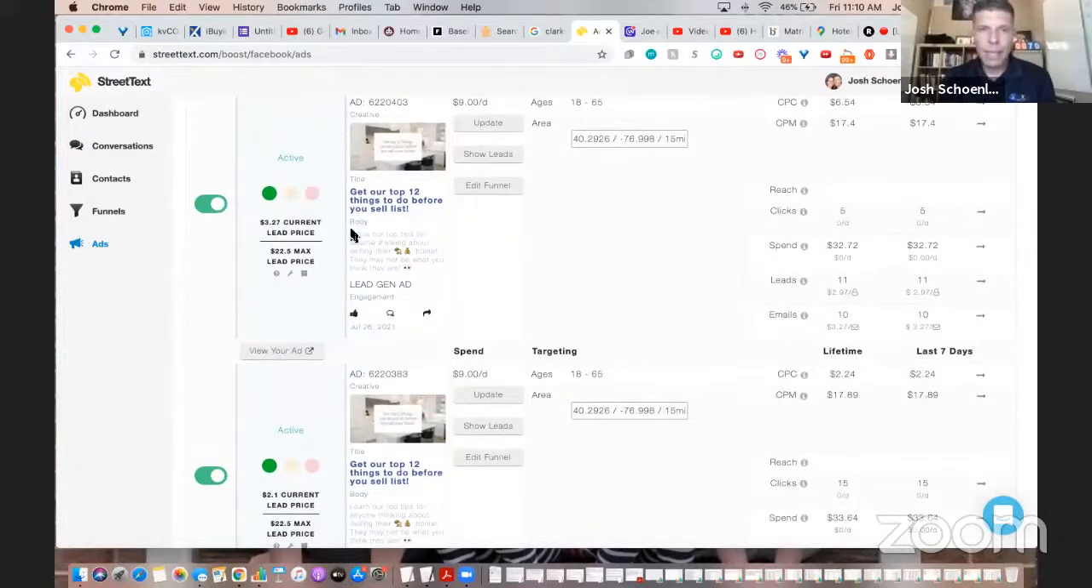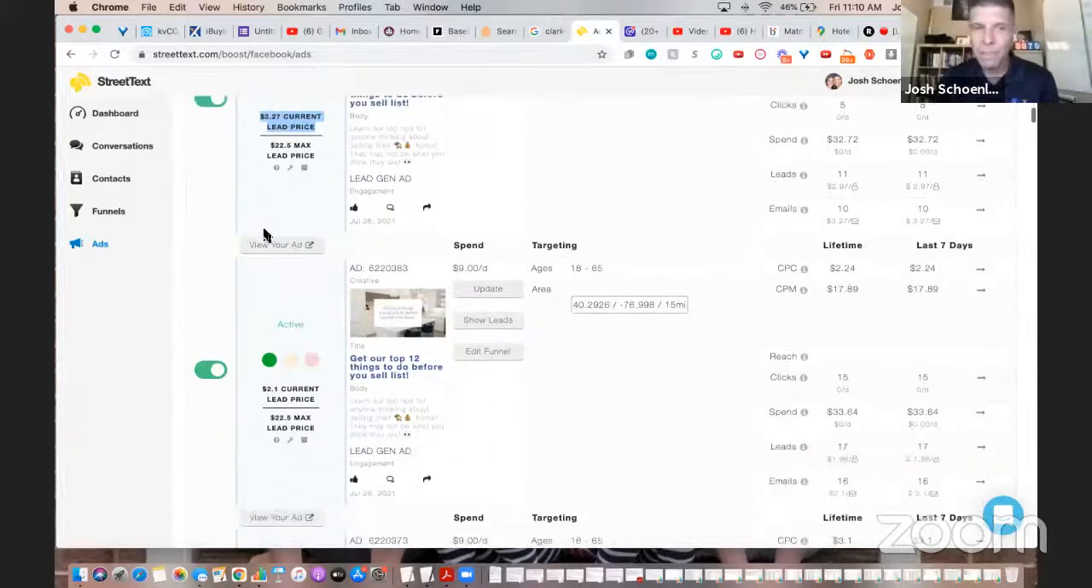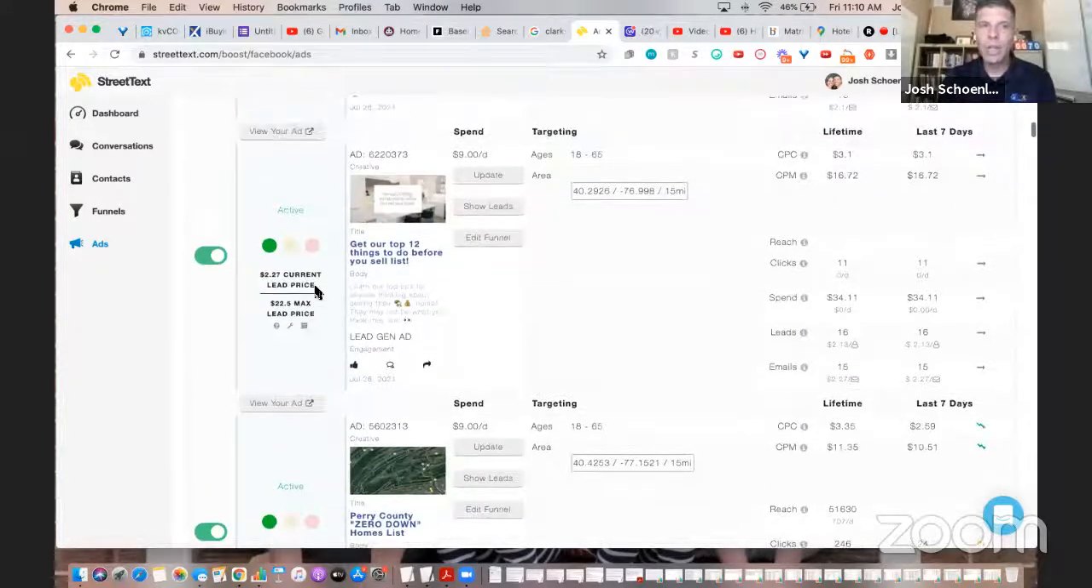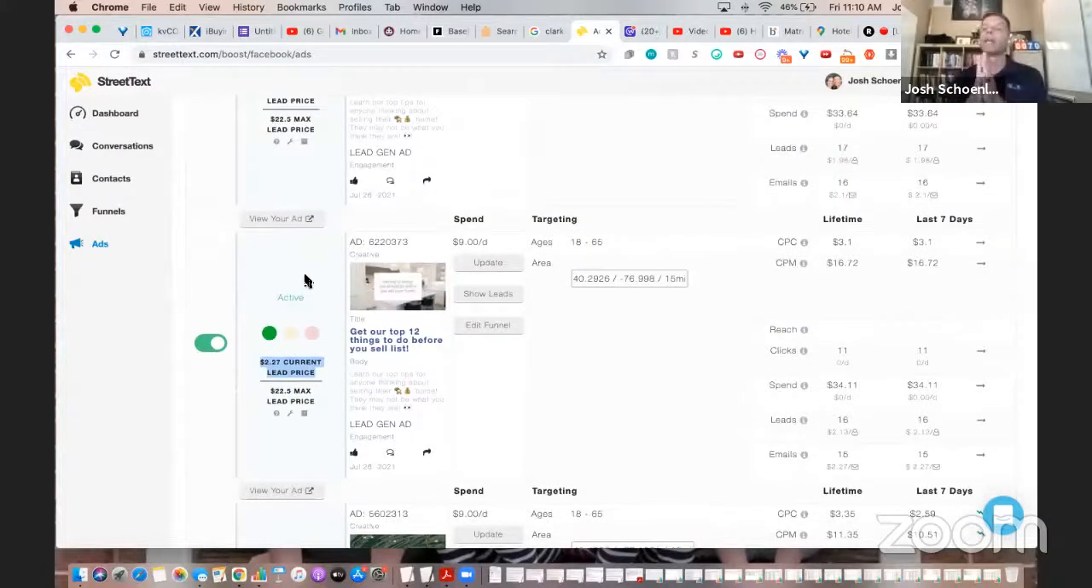Let's take a look at the 3-ad split test. This campaign was generating leads at $3.27 per lead. Not too bad, pretty good. But it gets better: $2.10 per seller lead, and then $2.27 per seller lead. Now, your cost per lead is going to vary depending on your market and other factors. There are other things that you can test with the campaign, for example, the image with the ad.